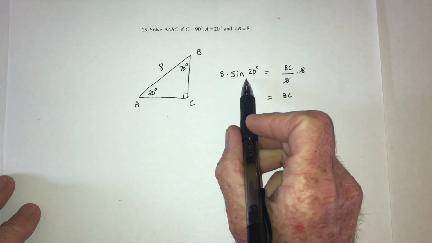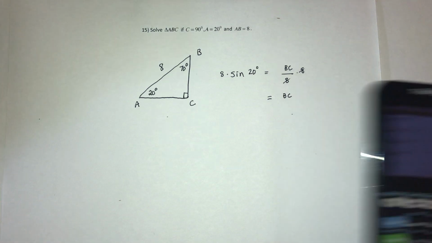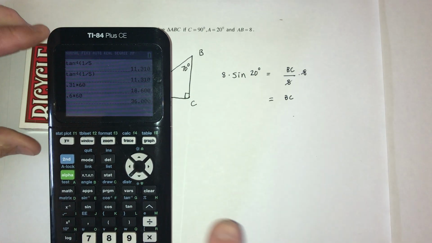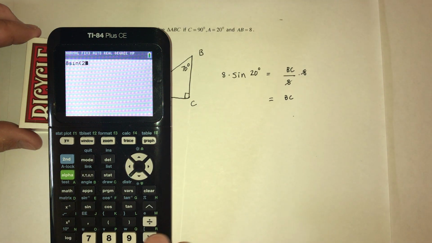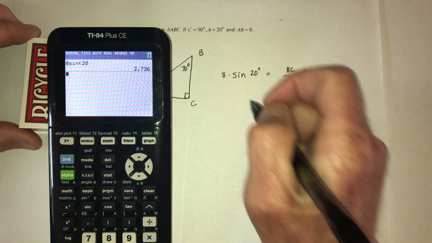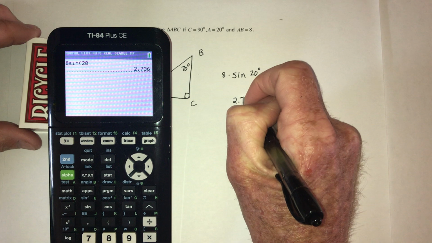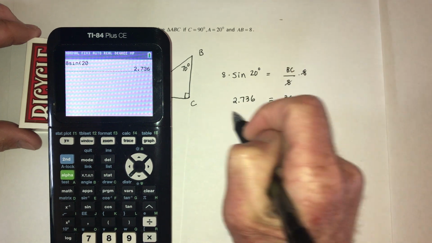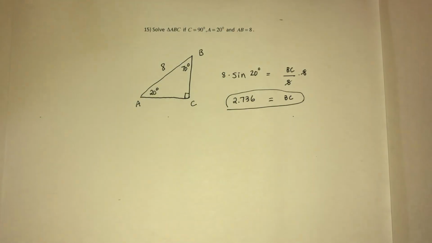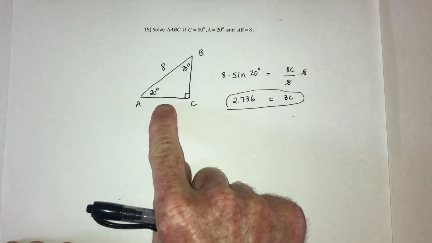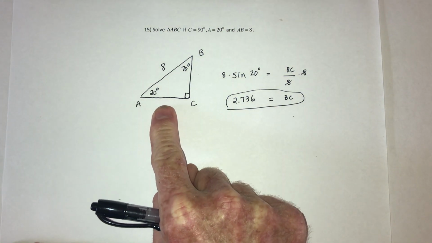And then this part, I could just put that in the calculator. So how much is 8 sine of 20 degrees? 2.736. There's that side. Now the last one is AC.